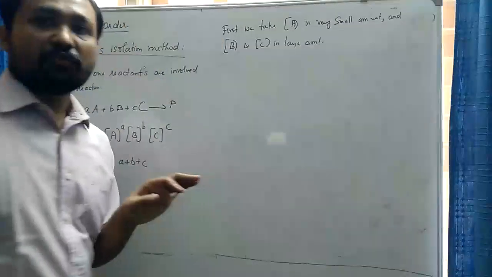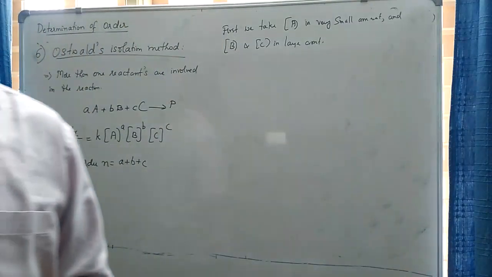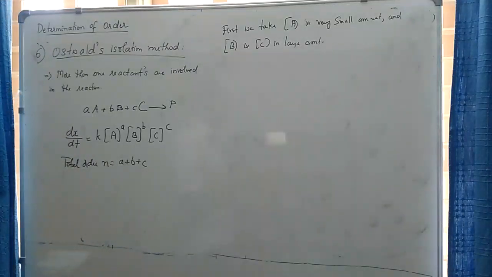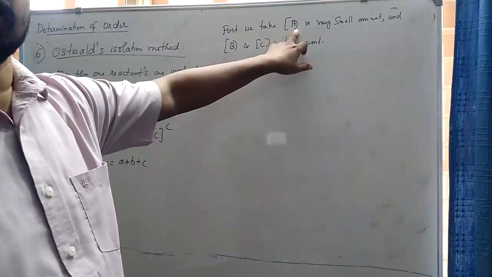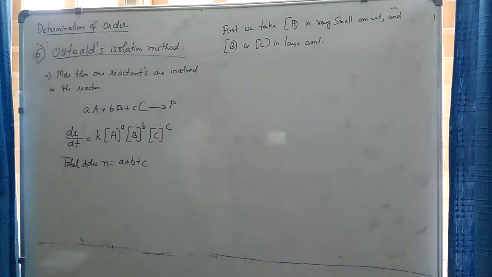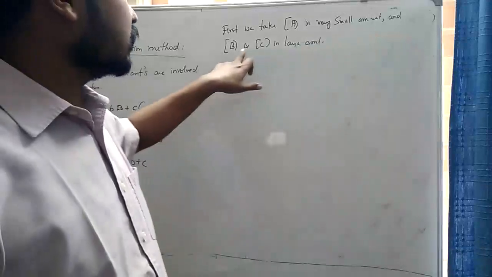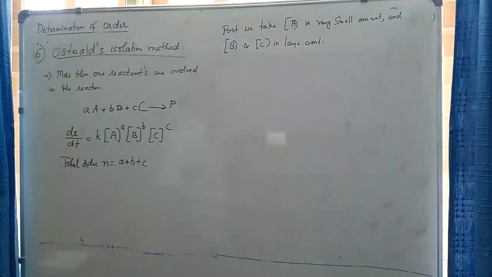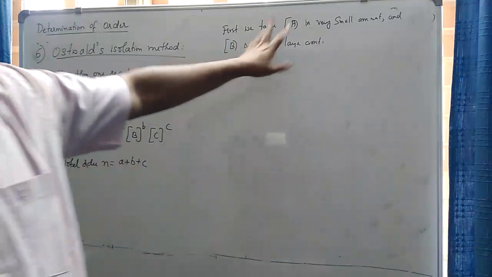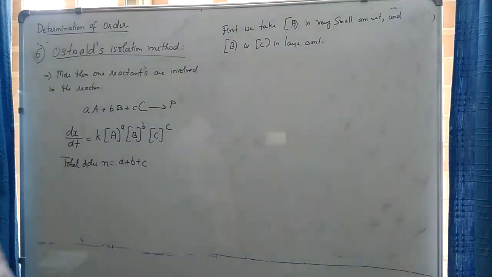So the one with respect to which we are interested in finding out the order, that reactant should be taken in very less concentration. So first we have to find out what is the order with respect to reactant A. Then we have to take A in very small amount, whereas the other reactants should be taken in very excess amount. Okay, generally the concentration of B and C should be roughly 10 times larger than the concentration of A.